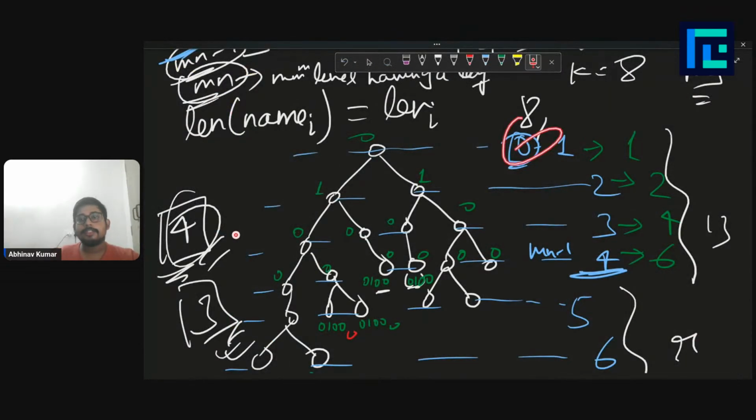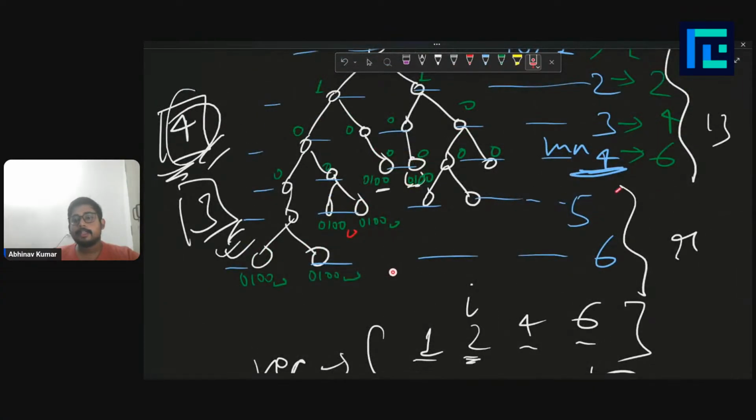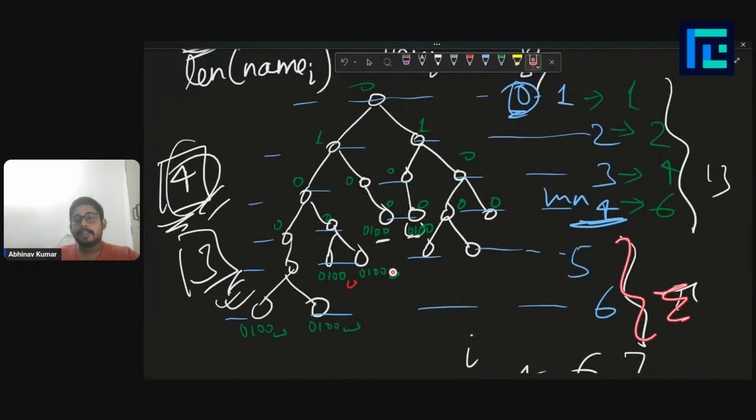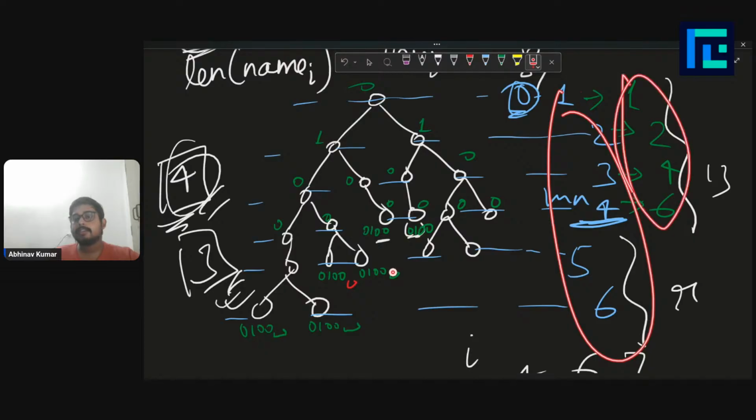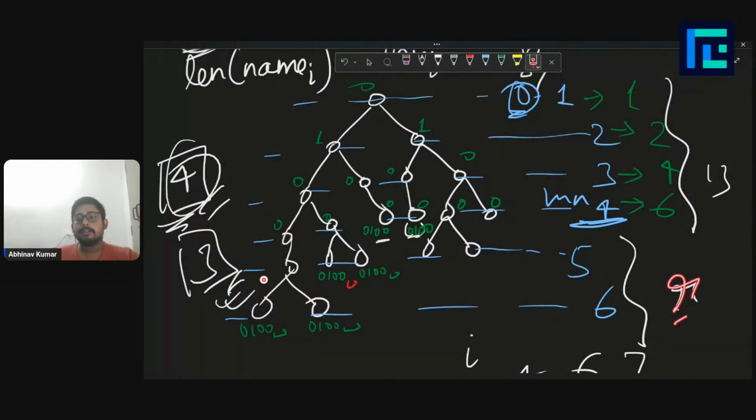So I iterate from 0 till the minimum level mn, and push back their frequencies in my vec. Okay, so I'll perform the knapsack in this vector vec. And I calculate the remaining. What would be the remaining elements here? It would be the total n minus the sum of this. So n minus sum of vec is my remaining elements. Okay, I calculate my r.